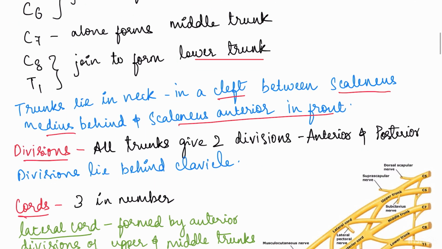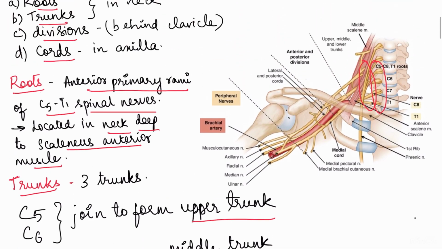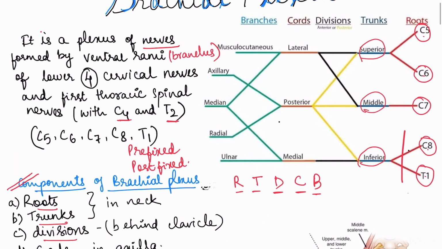Coming to the next component of brachial plexus, that is the divisions. All the trunks give rise to two divisions, that is anterior and posterior divisions. So we have three trunks as we have already seen. Then the next component is the divisions, where we have anterior or posterior. So superior trunk or upper trunk gives rise to anterior division and posterior division. Middle trunk gives rise to anterior division and posterior division, and inferior trunk also gives rise to anterior division and posterior division.